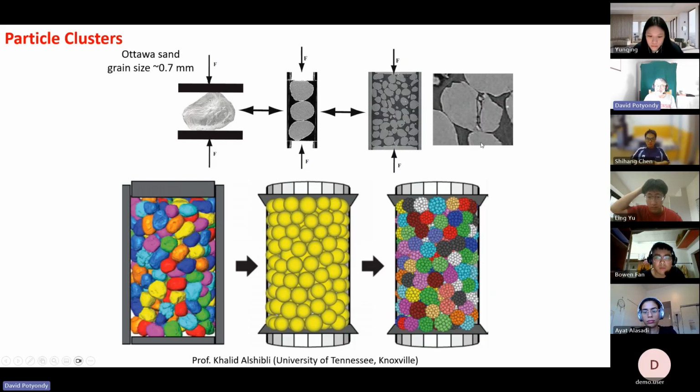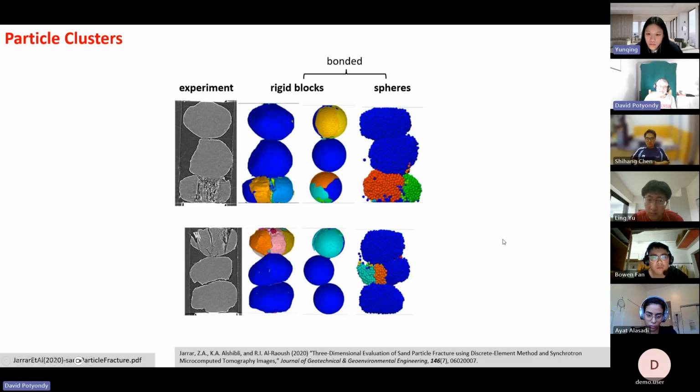At a macro level, what's happening is there's a grain getting squeezed between 2 other grains. And if you squeeze something between 2 other things, you tend to split it down the middle like this. So this is an example of doing clusters. Some other work that Al-Shibli's group has done is you can do these clusters for any shapes in PFC.